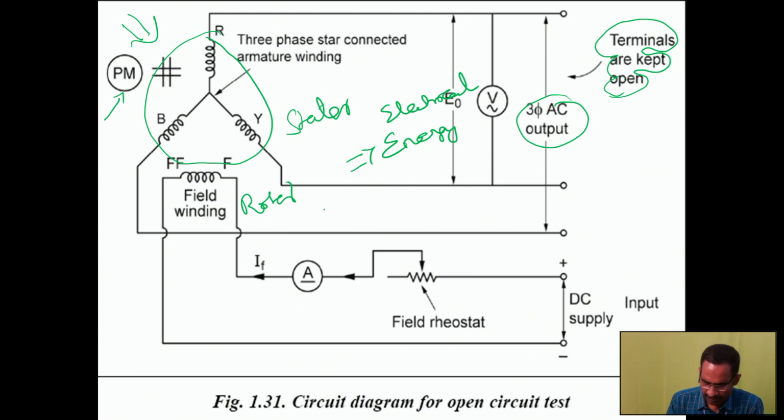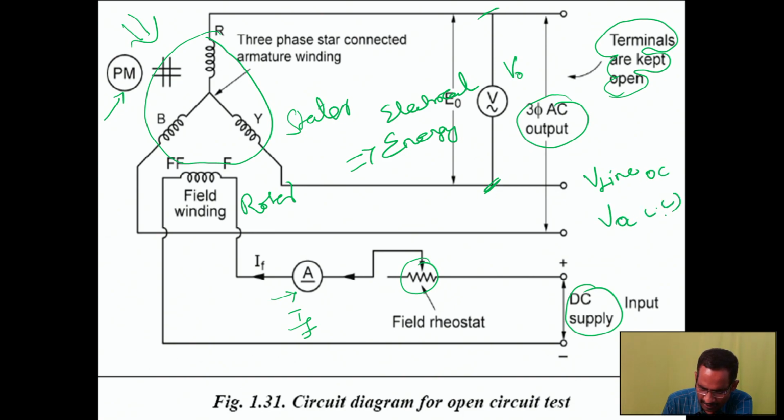By varying this field rheostat, we will be getting the different excitation current, that is the field current value. Then here we are getting the open circuit voltage. The voltmeter is connected between the two phase wires, so it will give you the line voltage at the open circuit, VOC line to line value. So here we will be getting the field current. By using these two, we can draw the OCC graph, the field current versus the V0 per phase.